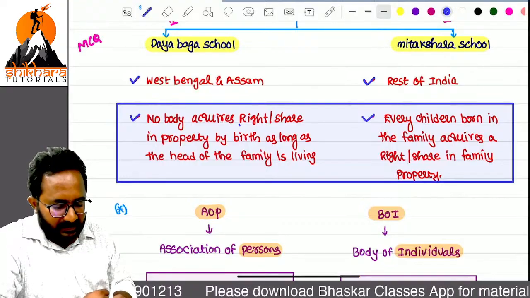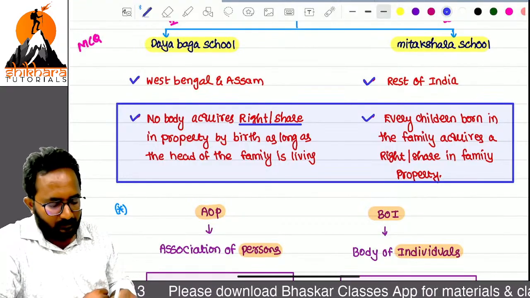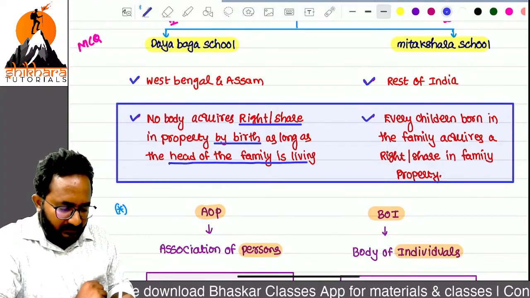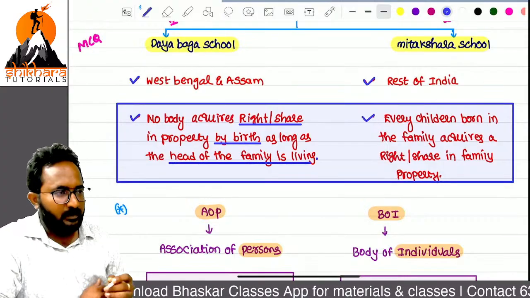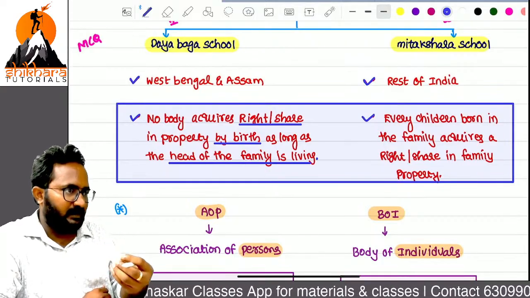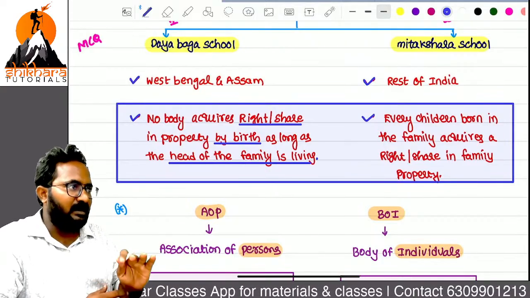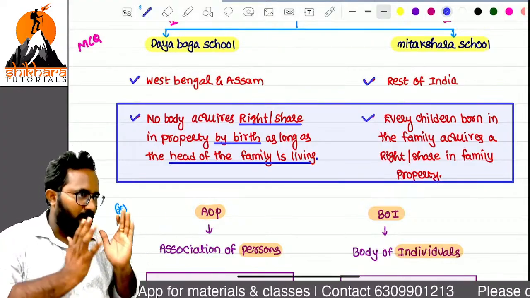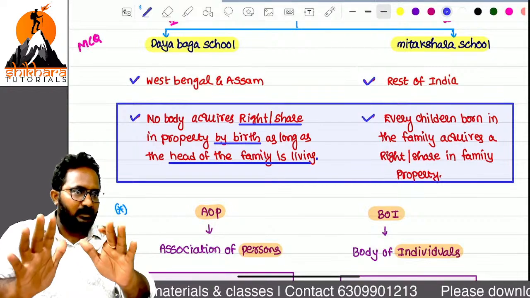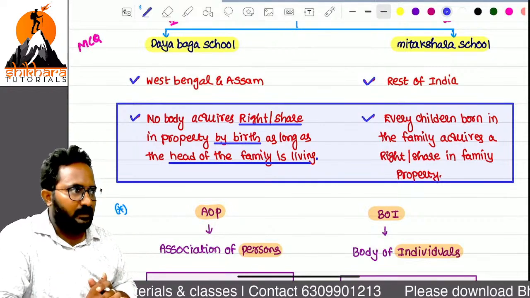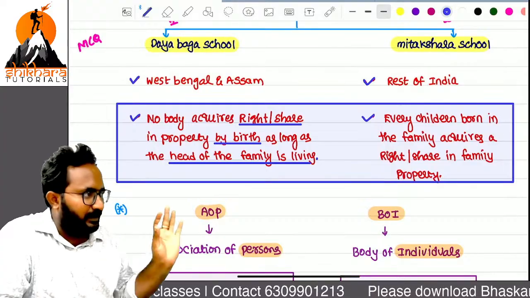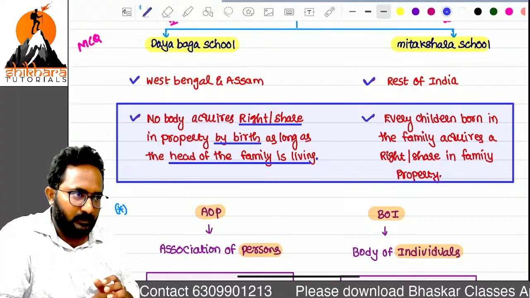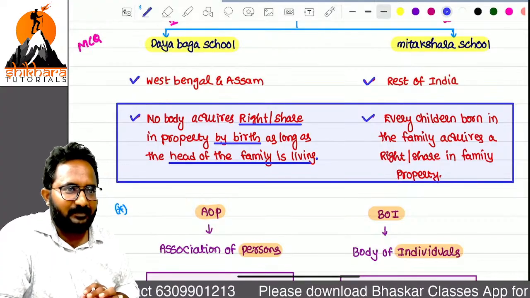Nobody acquires a right or share in the property by birth as long as the head of the family is living. For example, if parents are alive, you can't get any share from the property of an HUF. Example: father is there, he is the karta of an HUF. By birth you can't get any share as long as the father is alive. So it is a disadvantage.